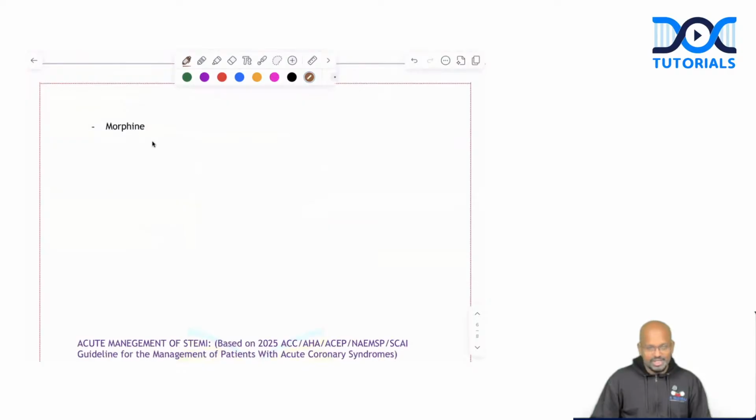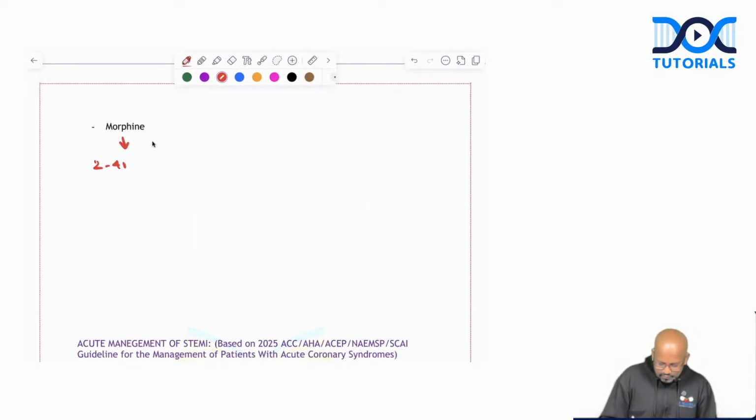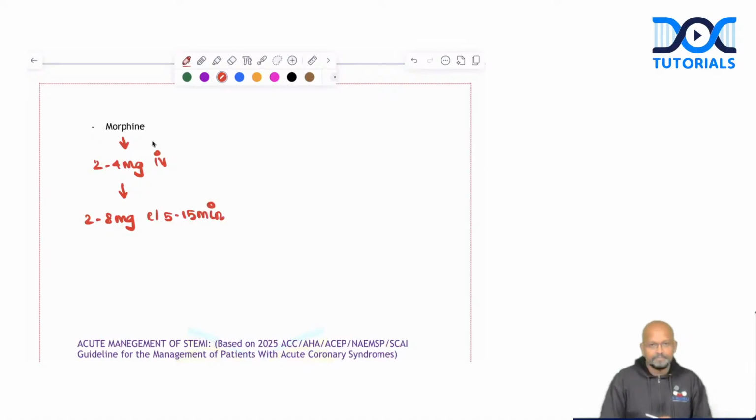Okay, moving on to the next one, how to handle pain for the patient, guys. Morphine, most of you would have known it. Out of these, the most important opioid is morphine. 2 to 4 milligrams can be administered by IV route. The dose is very important. 2 to 4 milligrams given IV, followed by 2 to 8 milligrams every 5 to 15 minutes. We can administer morphine up to a maximum of 10 milligrams, not more than that.